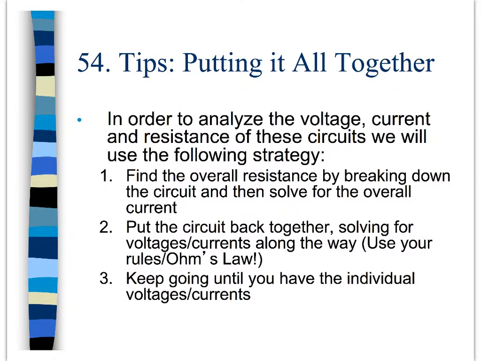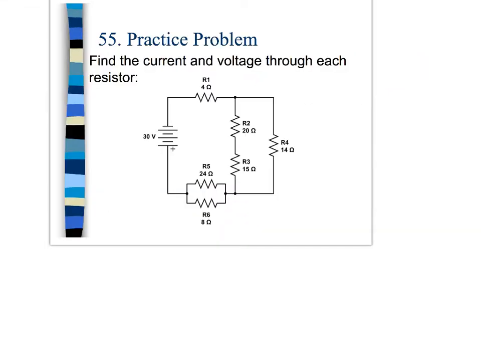From there, we're going to start putting the circuit back together again, working backwards, using our voltage and current rules, using Ohm's law. If we know the resistance of one of our resistors and we know either the current or the voltage, we can use Ohm's law to solve for the other one. And we'll keep working backwards until we've built that circuit back up and we know the resistance and current on each individual resistor. Once again, it's probably easiest to look at an example of this, so let's go ahead and do one.